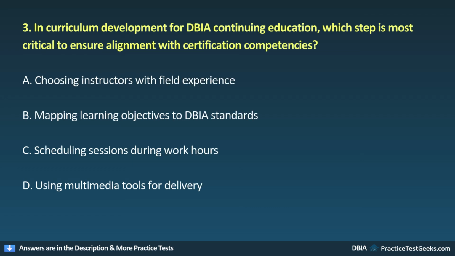3. In curriculum development for DBIA continuing education, which step is most critical to ensure alignment with certification competencies? A. Choosing instructors with field experience. B. Mapping learning objectives to DBIA standards. C. Scheduling sessions during work hours. D. Using multimedia tools for delivery.